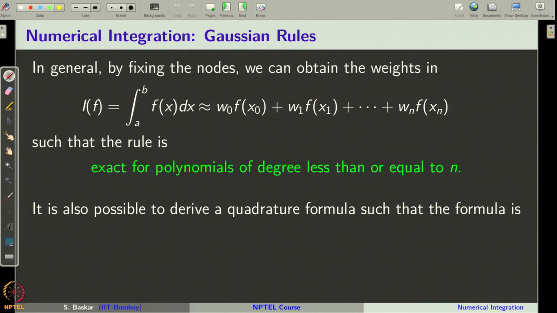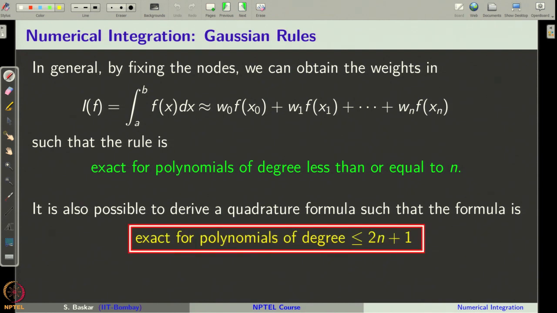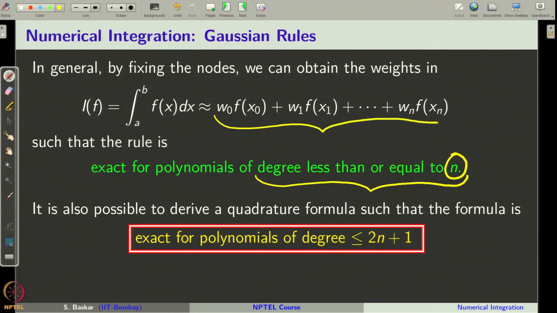In fact, it is possible to derive a quadrature formula in such a way that it gives us the exact value of the integral if the polynomial is of degree less than or equal to 2n plus 1. Can you see how we can achieve this? Just think why we need to impose that the quadrature formula gives us the exact result for polynomials of degree less than or equal to n. Because in that way, you have n plus 1 elements in the monomial basis, and here also you have n plus 1 unknowns, right? So that is how we match the number of unknowns with the number of equations and get a closed system of equations.